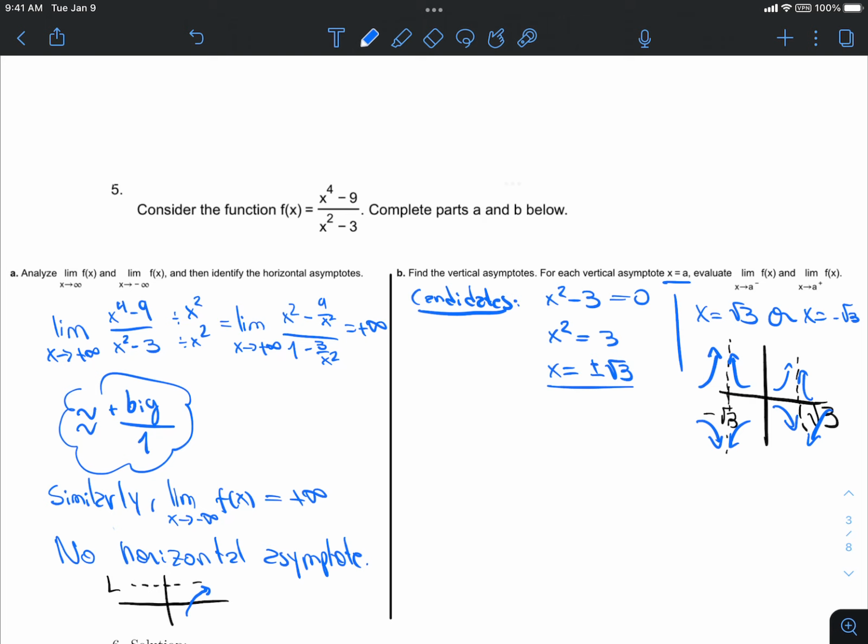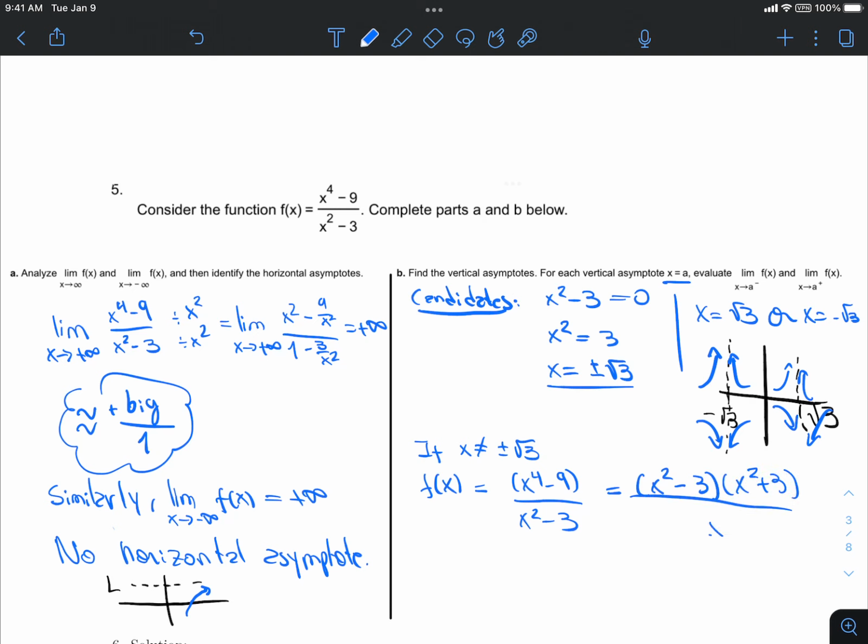However, if you note that f of x, when x is not root 3, positive or negative, can be written using the difference of squares as x squared minus 3 times x squared plus 3. This is the difference of squares, like a plus b times a minus b. On the top there, this is a, this is b. Or you can just FOIL that to see that this is true, right? That this is going to give that back. That allows me to cancel this out because x is not root 3, right?